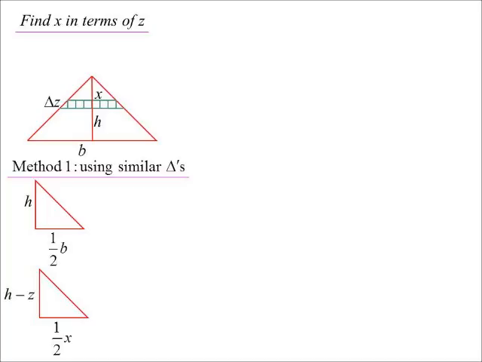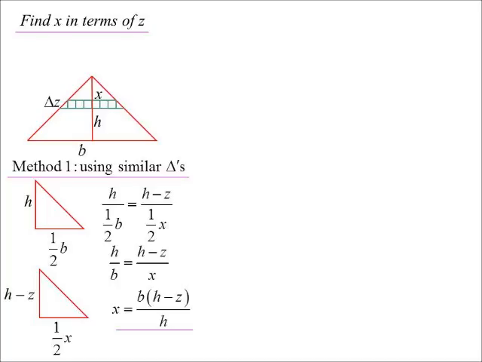Now I'm assuming z starts at the bottom, so 0 is at the bottom, and at the top it would be h. So the height of the second triangle would be h minus whatever the z value is. And the base would be half of the x. So there's similar triangles, so I know the ratio of the sides are the same. h over half b will be the same as h minus z over half x. Play around with that, and we get x is b times h minus z over h.